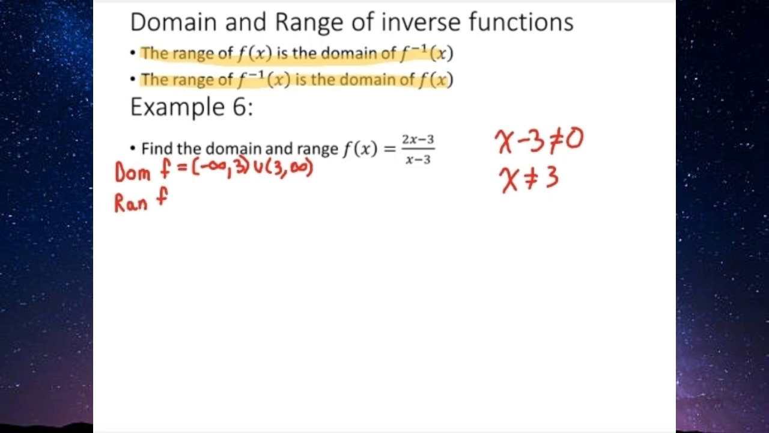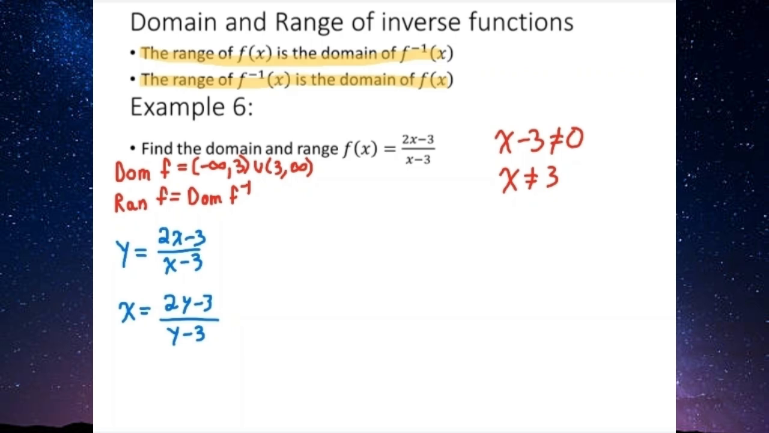If we can find an inverse function of f of x, then our range of f would equal the domain of f inverse. So let's see if we can find an inverse function to f of x equals 2x minus 3 over x minus 3. We'll start using our switch and solve strategy. So we'll replace the f of x with y, then we'll switch x and y.